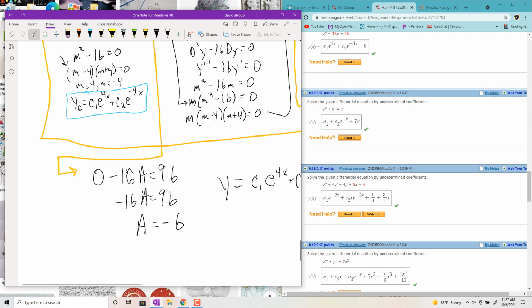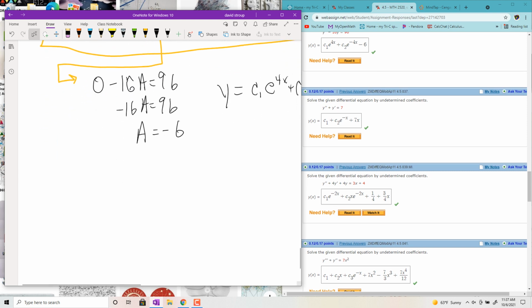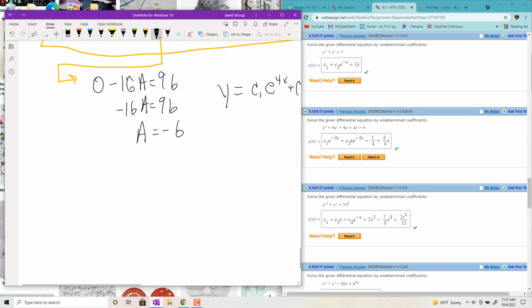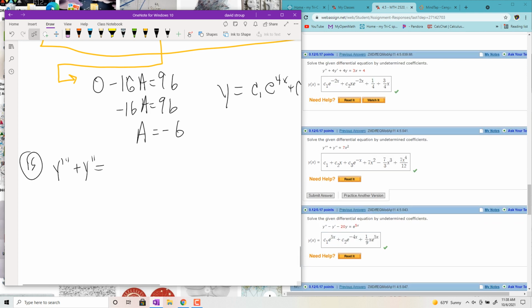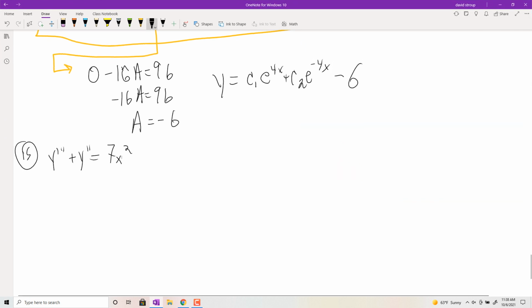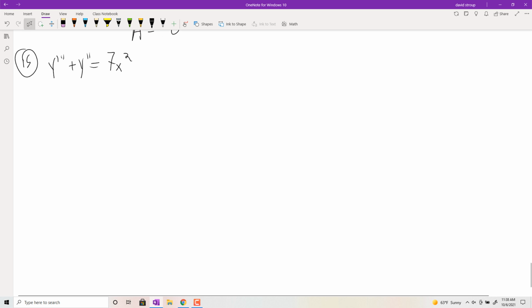Okay, let's look at another one, something else. So let's look at number 15. We have y triple prime plus y double prime equals, well, let's not do one that's a polynomial. Well, okay, let's go ahead and do this. It's 7x squared. Okay. First, get the homogeneous version.